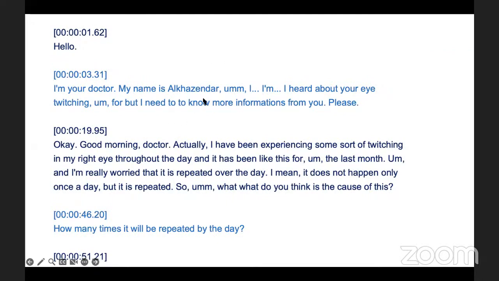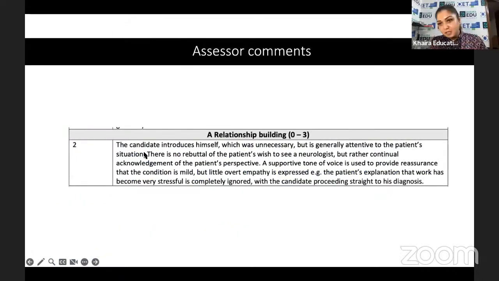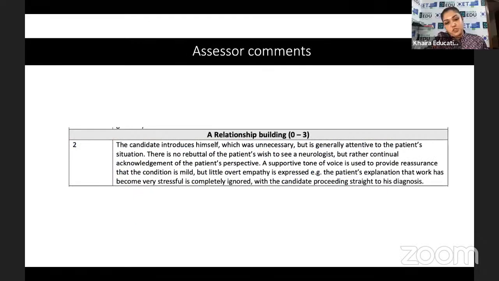No, ma'am. It's not suitable. Same reason, because the examination has already happened. So the introduction would have taken place before the examination. And similarly, you can see the examiner comments here. The candidate introduces himself, which was unnecessary.